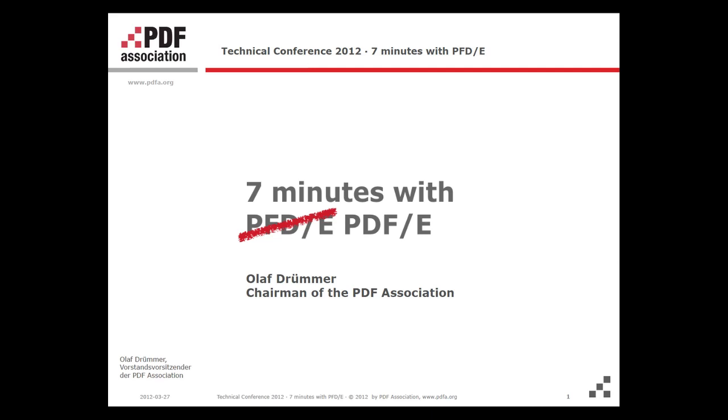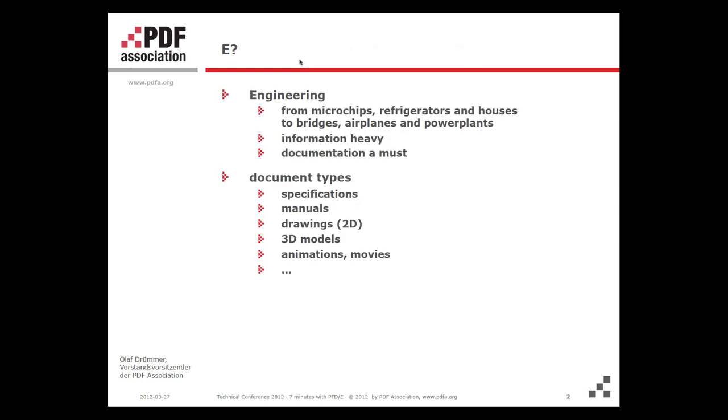So there's a letter E in the PDF slash E, and what is this E about? It's about engineering. Surprise, surprise. The interesting thing is engineering is not just one thing that you get in one look and know what it is. It's pretty widespread. It really ranges from constructing microchips to refrigerators or houses to bridges, airplanes and power plants, and many other things. And it's obvious that doing a microchip is slightly different than constructing a bridge.